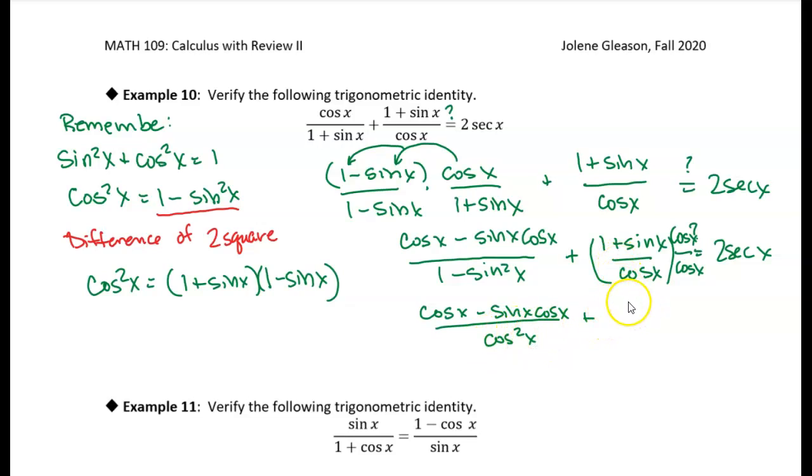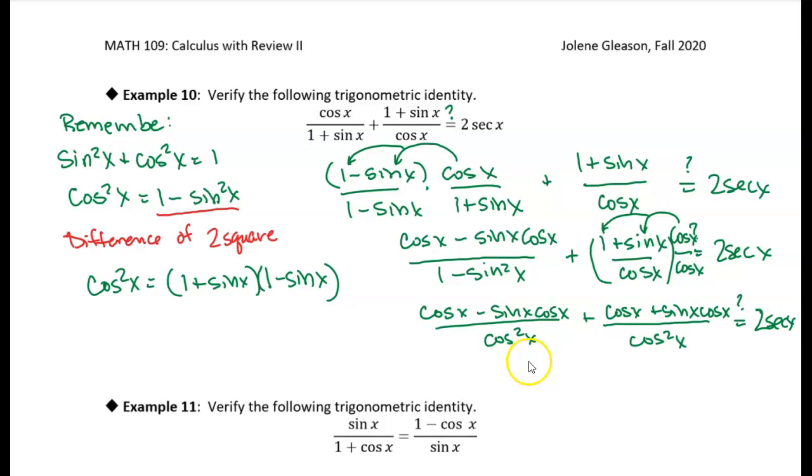And this becomes, if I distribute the cosine, cosine of x plus sine of x cosine of x, all over cosine squared of x. Okay, is that equal to secant of x? I'm running out of room here.